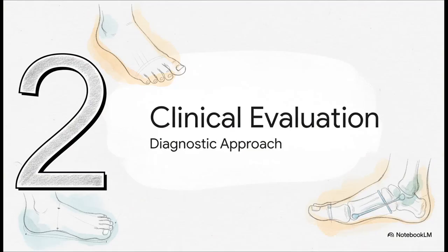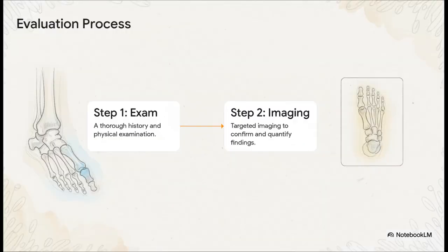Okay, so let's see how these core concepts actually apply in our clinical workup. With this foundation, we can go into the patient history and the physical exam with a much sharper focus. Our evaluation is pretty much a classic two-step process. We always start with a really thorough history and physical exam to gather all the clues, and then we confirm and actually quantify what we found with some targeted imaging.